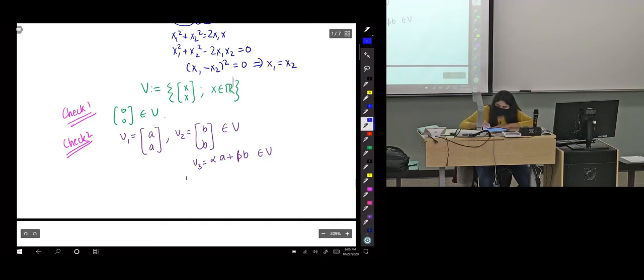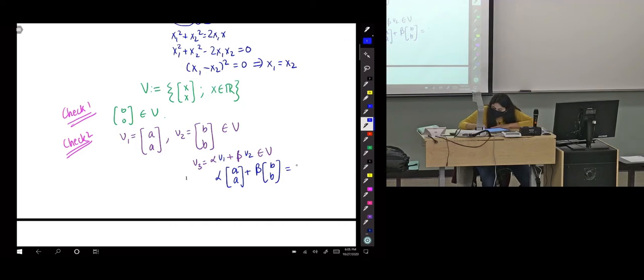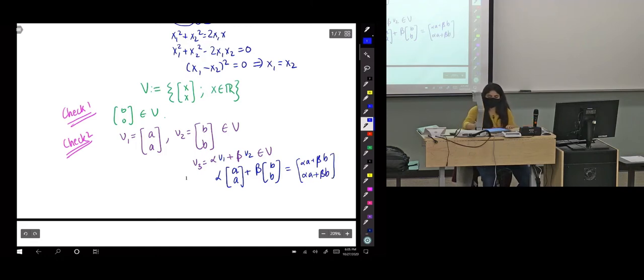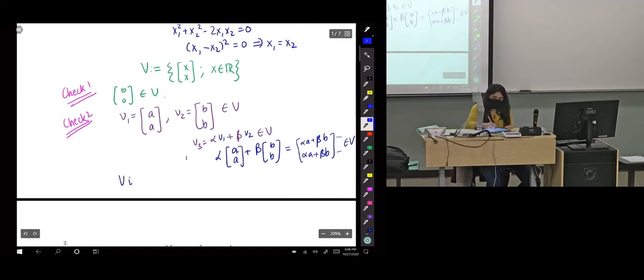How do we do that? We say alpha times A, this is V1, and V2, so A plus beta times B. This becomes alpha A plus beta B, alpha A plus beta B. Again, the two elements are equal, so I know this belongs to the subset V. And because this belongs to the subset V, I can say that V is a subspace in R2.